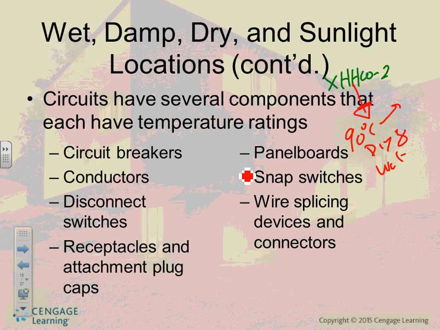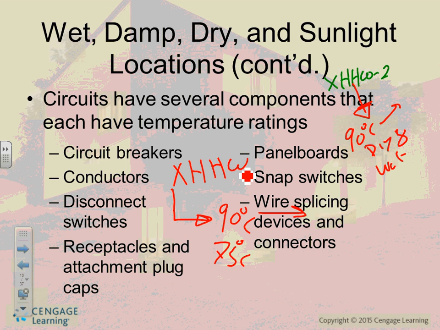Okay, I want you guys to go to XHHW. There's no dash 2. Give me the temperature rating for that one. 90 and 75. Oops, now we have two of them. 90 for what? Dry and damp. Thank you. Dry, damp. How about 75? Wet. You see that some of them, guys, have two ratings.